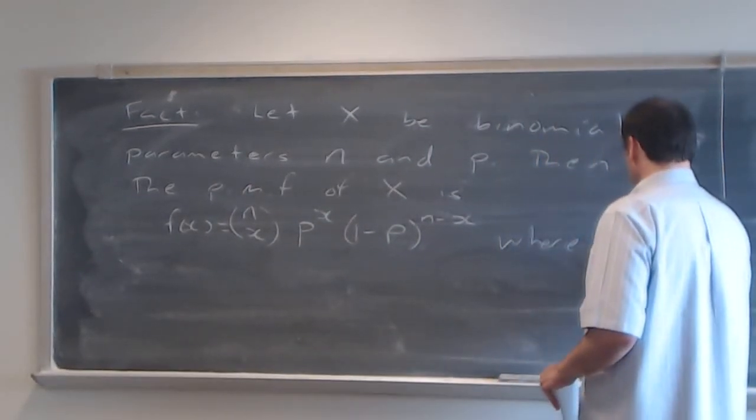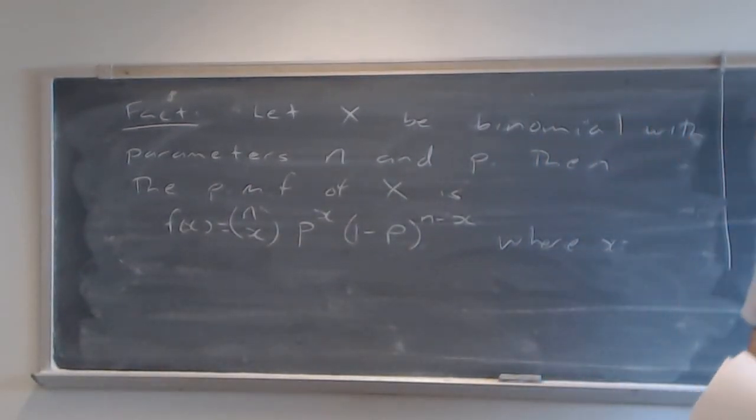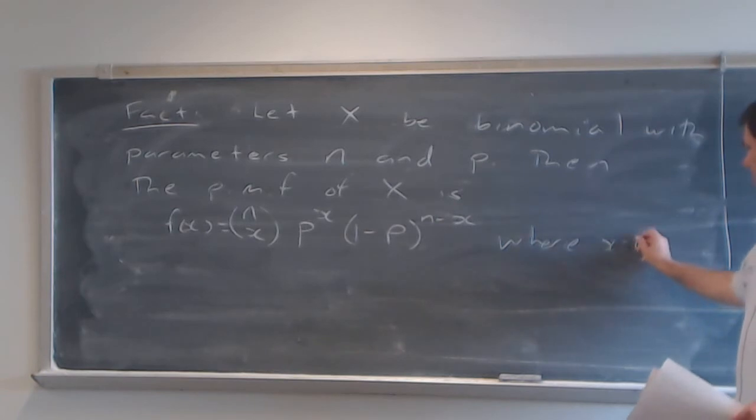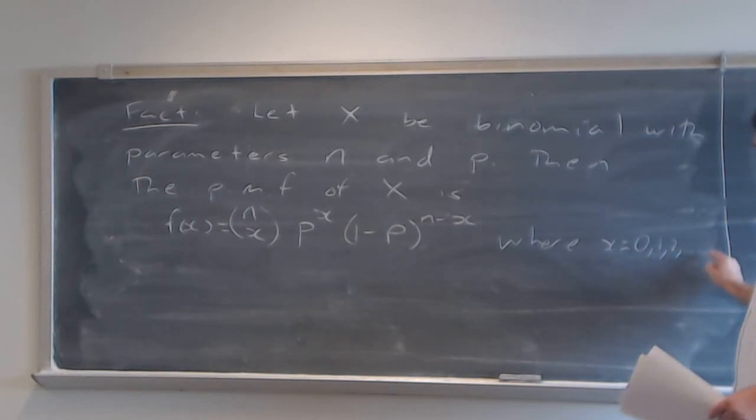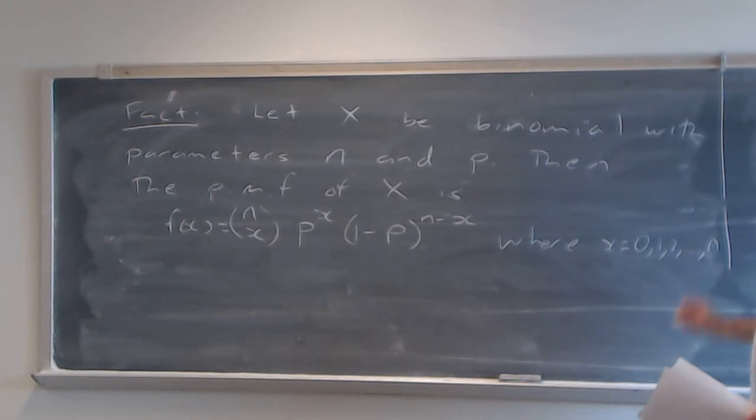x could be equal to, what does X count? X counts the number of successes. You did the trial n times. Well, you might have done the trial n times and got no successes. You might have got 1 success, 2 successes, all the way up to the maximum number of successes you could have in the n trials, which is n.